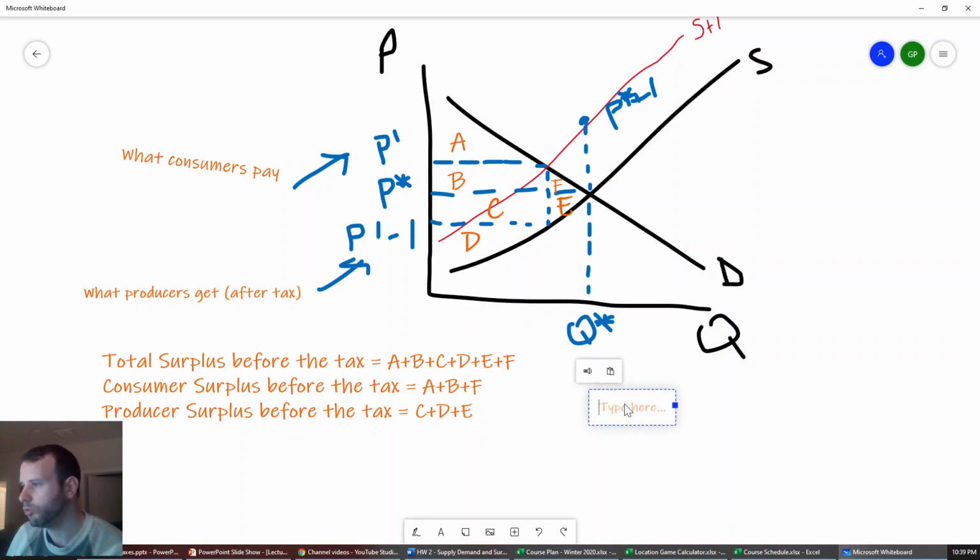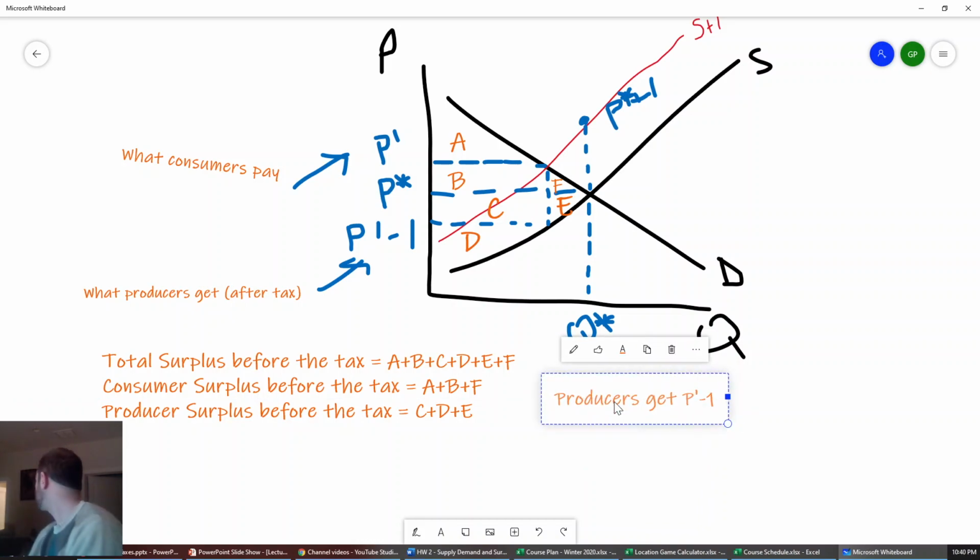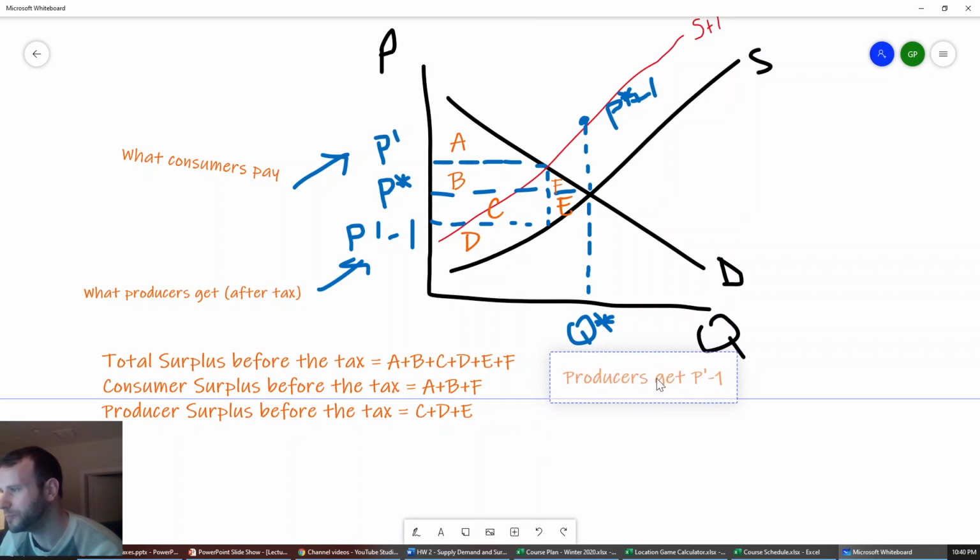Okay, what about now that there's a tax? Producers get P prime minus 1, right? Producers get P prime minus 1. Okay, so they pay $1 in tax and they get P prime.